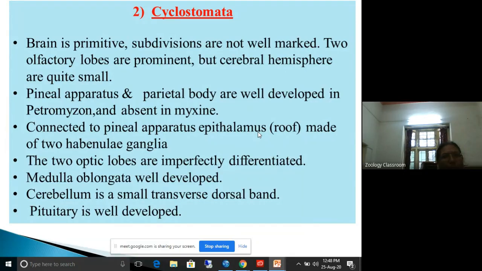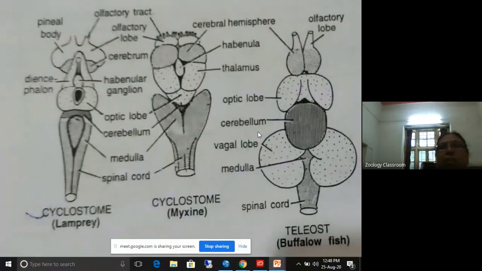Two optic lobes are present, but these are not divided, or are imperfectly differentiated. The medulla oblongata is well developed, and the cerebellum is a small, transverse, dorsal, band-like structure. The pituitary body is also well developed. Next, this is the diagram. We see cyclostomata and myxin, and this is the brain of cyclostomes.